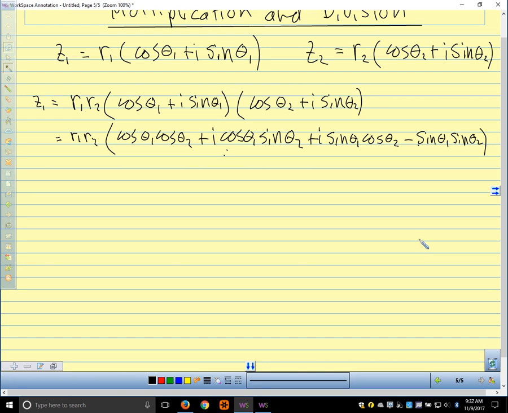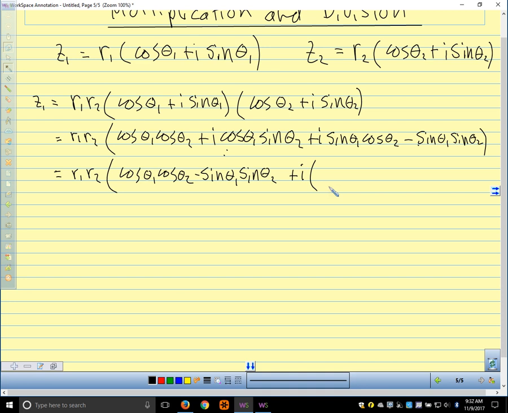Now I'm going to put all the parts that don't have i's together and all the parts that do have i's together. So put the real parts together and the imaginary parts together. R1 R2 times cosine theta 1 cosine theta 2 minus sine theta 1 sine theta 2, plus i times, and I'm going to stop there for a second. Does this look familiar? Cosine u cosine b minus sine u sine b.